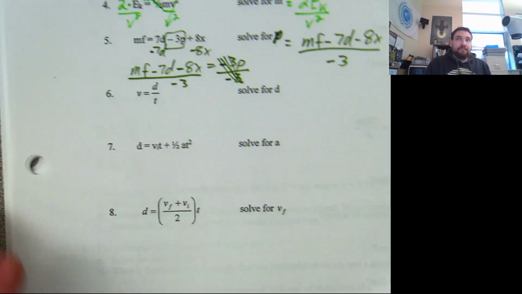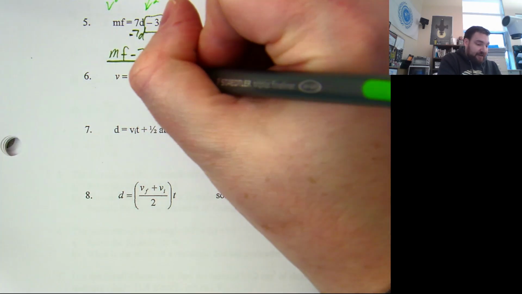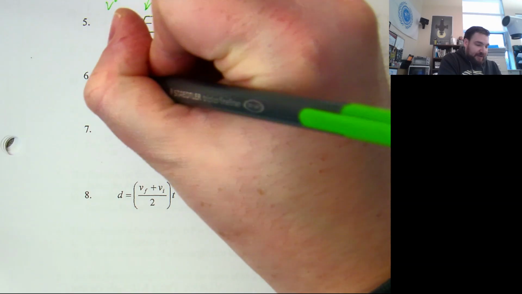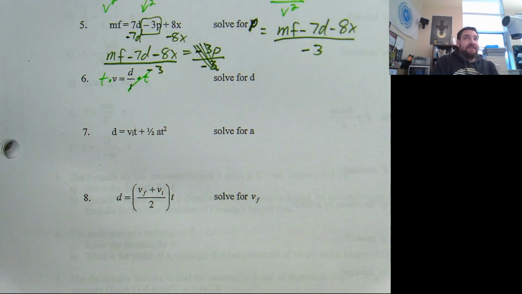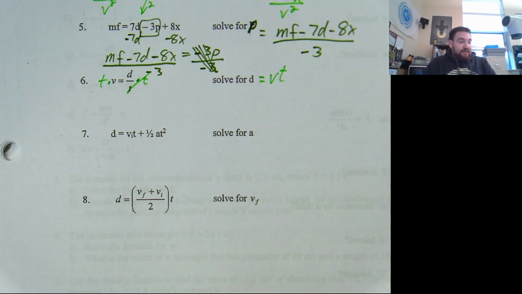Cool. 3 more. It gets easy again. Number 6, I've got v equals d over t, and I want to get d by itself. What do I have to do? What is happening to the d? Yeah, it's being divided by t, so I want to undo that. Multiply by t, my t's are gone. Whatever you do to one side, you have to do to the other. So d is going to equal v times t, which I'll just write as vt.